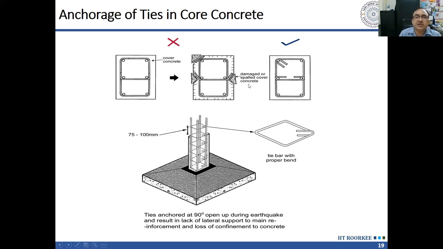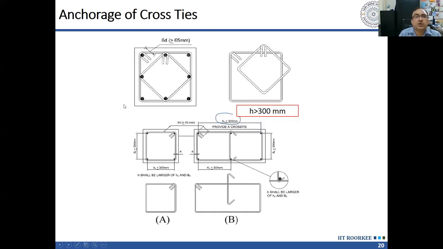And as a result, the confinement will be lost and the ductility will be lost. So what the code says is that we have to anchor these stirrups like this, and this anchorage should be at least 6 times the diameter and not less than 65 millimeter. Okay, so that is one thing which we have to look at.